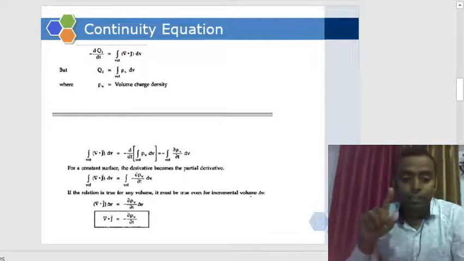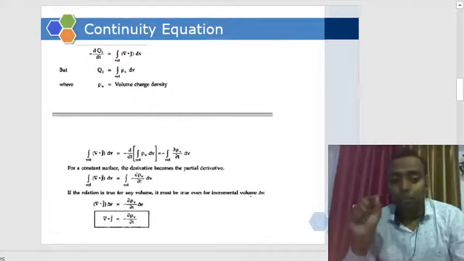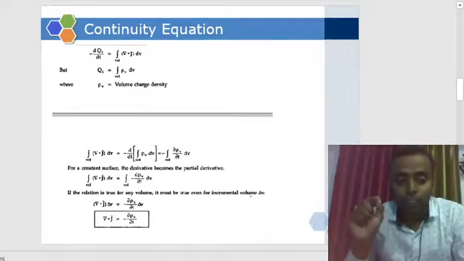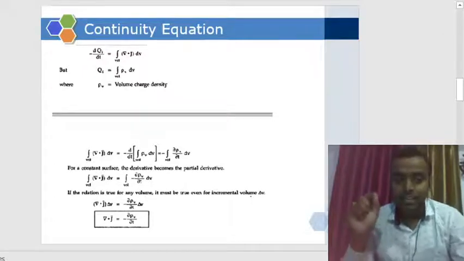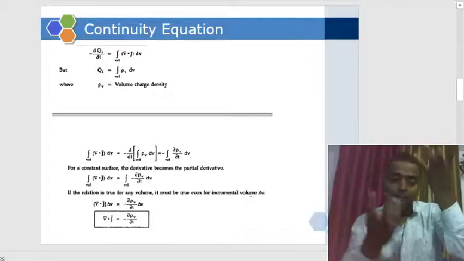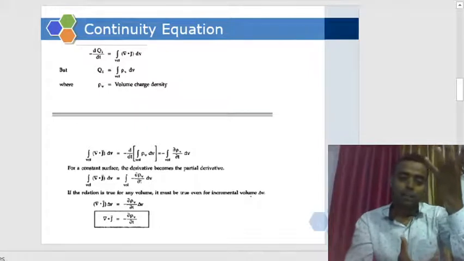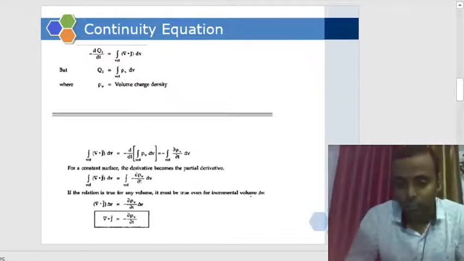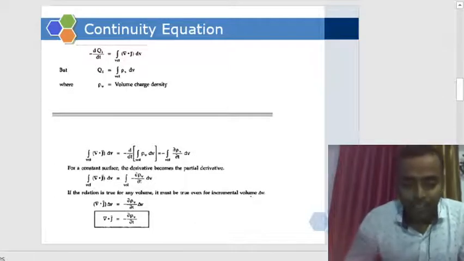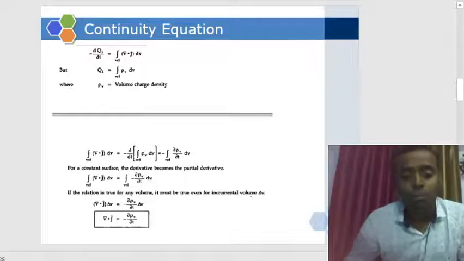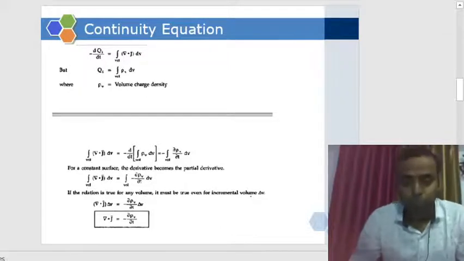So continuity equation is nothing, it is based on the principle of the law of conservation of charge, which states that जितना चार्ज बाहर निकला तो उतने चार्ज में यहाँ सिस्टम में कमी आई होगी. That is it. Okay, and the final established equation of continuity equation is del dot j is equal to minus of del by del t of rho v. This is the point form.